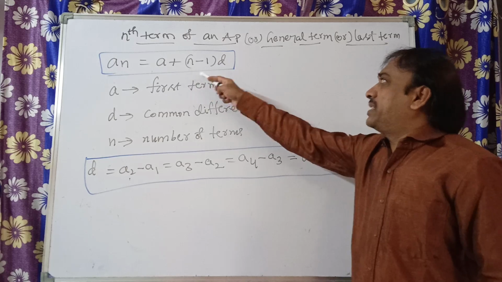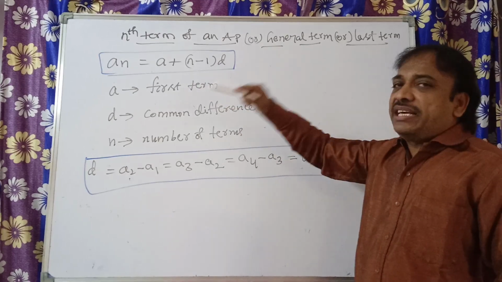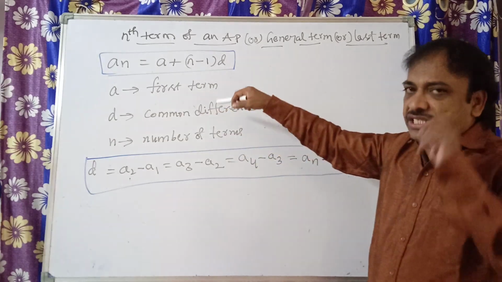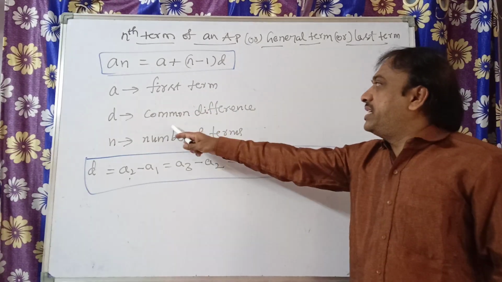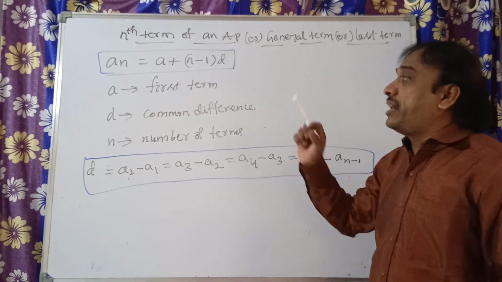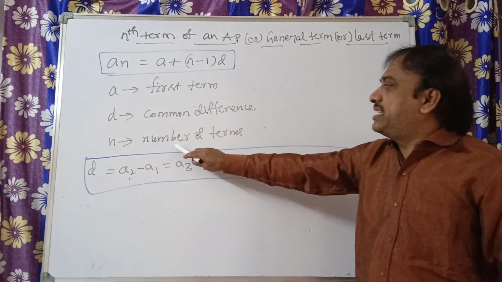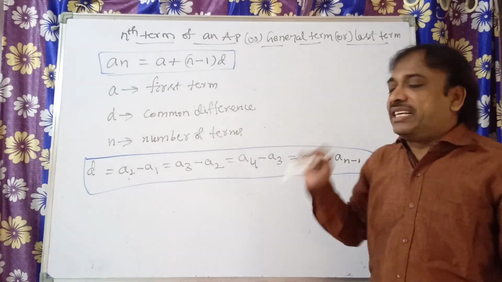An is equal to a plus n minus 1 into d. What is a in that? We already discussed this in the first class, the first session, when we started this chapter. A is the first term, d is the common difference, and n is the number of terms in that series.